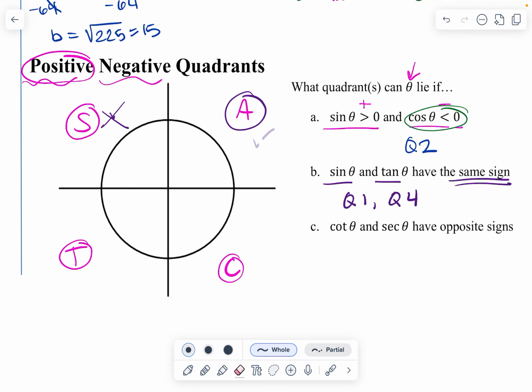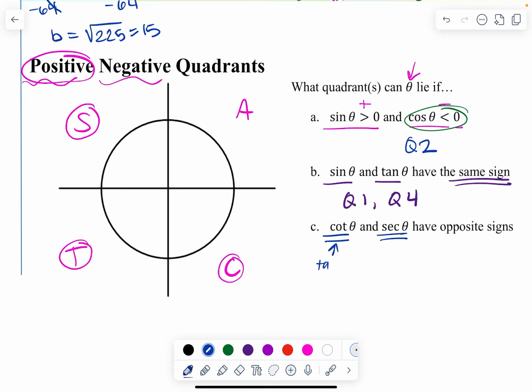Okay, the last one. It says, where do cotangent and secant have opposite signs? Remember, cotangent and tangent are going to be the same positive or negative in the same location, and secant is the reciprocal of cosine. So that's really what we're talking about here. So we want to know, where do they have opposite signs, meaning if tangent's positive, cosine's negative, and vice versa. So where is tangent positive? Well, tangent is positive here and here, but we want to know, where is secant opposite of it.